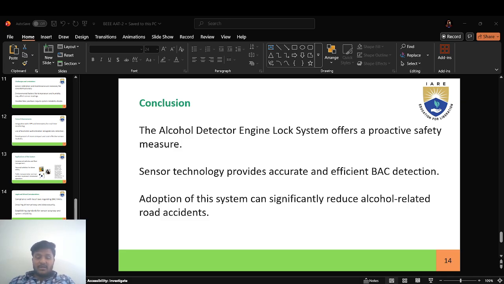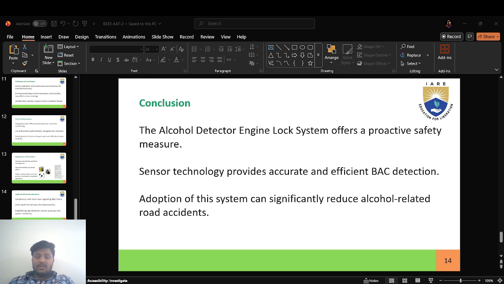It checks the driver's alcohol before the vehicle starts. If the driver has consumed alcohol beyond the safe limit, the system stops the engine from starting. This way it prevents drunk driving and keeps everyone on the road safer.